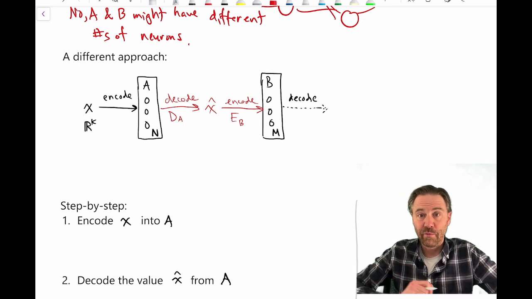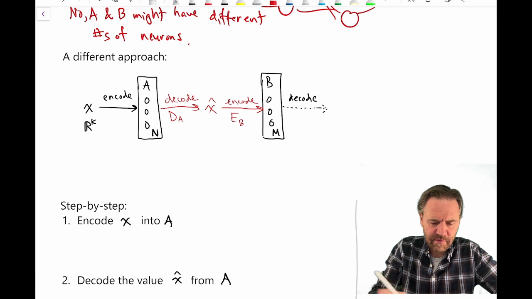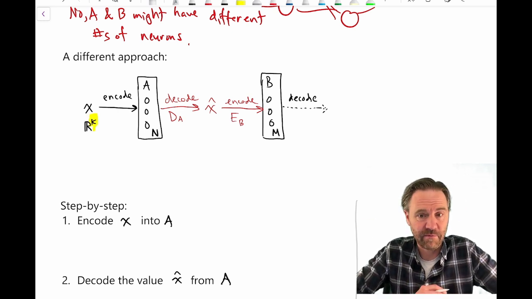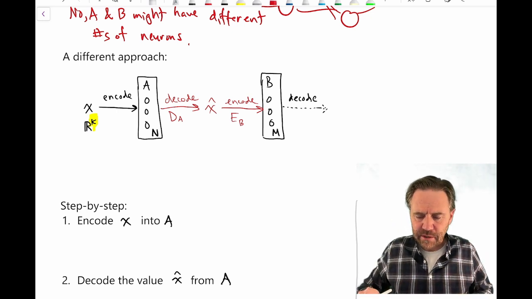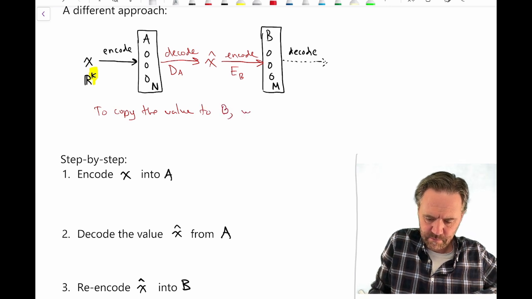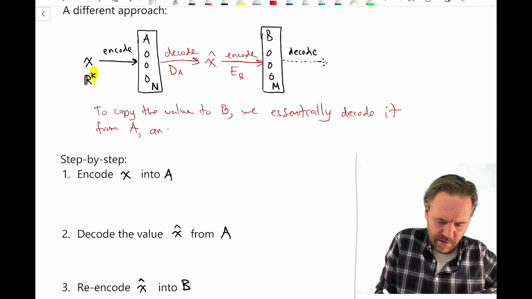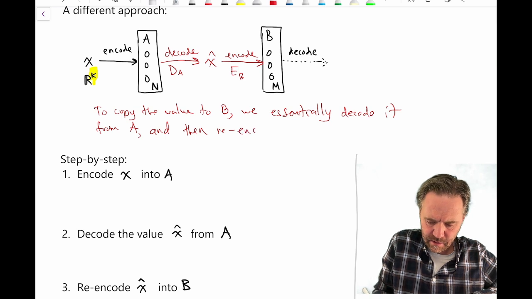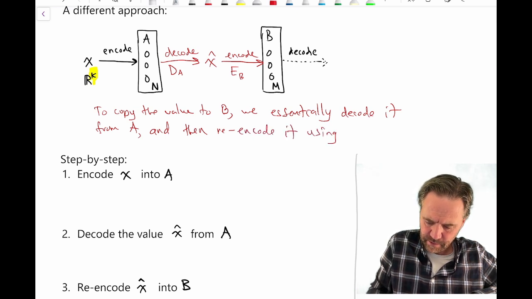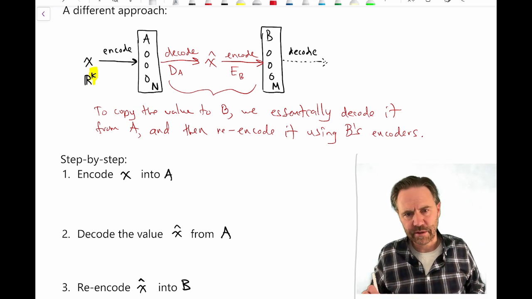So now B will have encoded the value that was decoded from A, which presumably is the same value that was encoded in A. So here I'm talking about k vectors, by the way. It doesn't have to be just scalars. It can be vectors, whatever. But in summary, let me just write down this idea. To copy the value, we essentially decode it from A and then re-encode it using B's encoders. That's that whole process there.